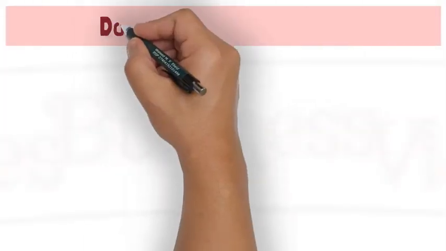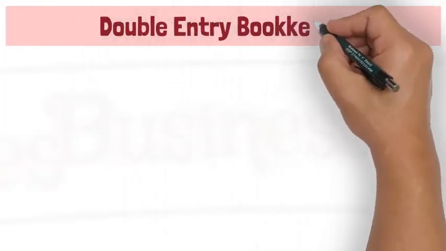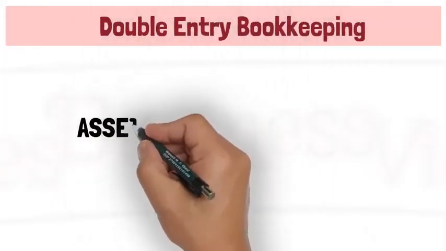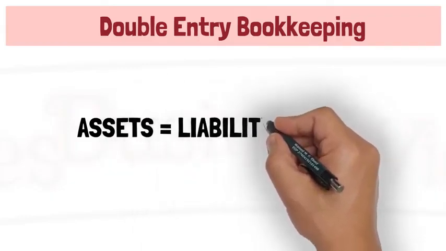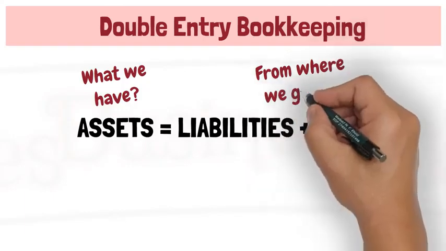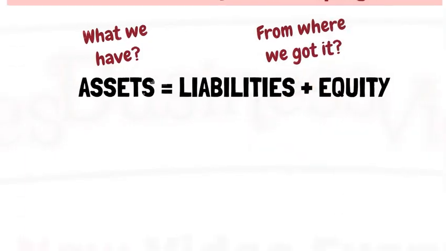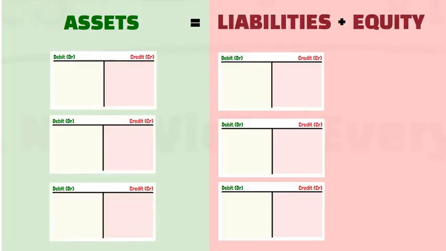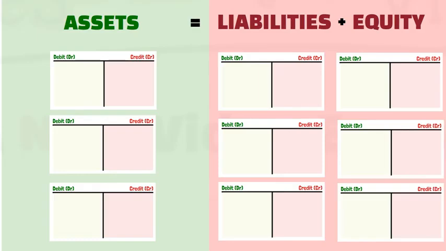To better explain the concept of the double entry system, let us refer back to the accounting equation that we introduced in the third video of this series. Assets equals liabilities plus equity. And as we said before, the assets side shows what resources the business has, and the liability and equity side shows from where the business got these resources. There is a group of accounts under each one of these categories.